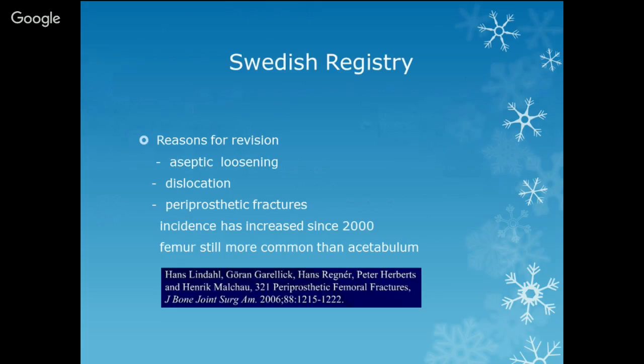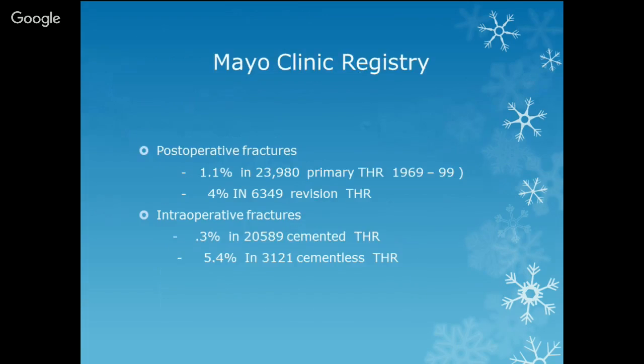What are the reasons for revision? We have aseptic loosening, dislocation, and periprosthetic fracture. The incidence has increased since 2000, and the femur is still more common than the acetabulum. Now the Mayo Clinic says that postoperative fracture is 1.1% in 23,000 patients and 4% in the revision cases of THR. Intraoperative fracture is 3% in 20,000 patients and 5.4% in 3,000 revision patients.